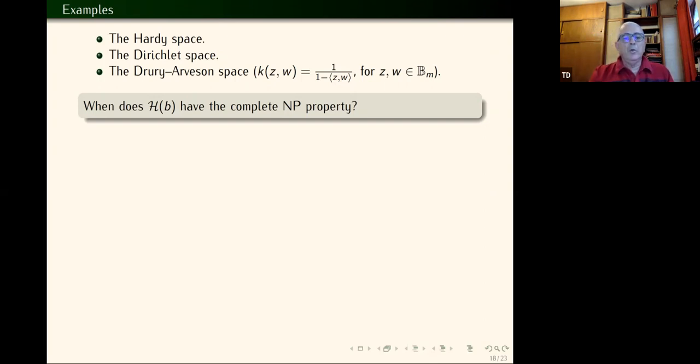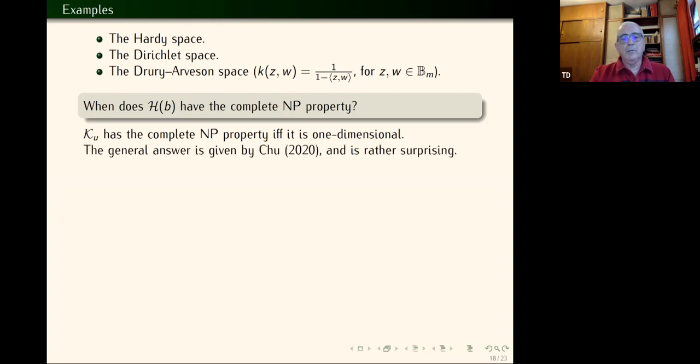Now, my problem here is, when does H of B have the complete Nevanlinna-Pick property? Because I'm interested in the Branges-Rovnyak spaces. First of all, it's easy to see that K_u has the complete Nevanlinna-Pick property if and only if it is one-dimensional, so the model spaces usually do not have it. But there are Branges-Rovnyak spaces that have the complete Nevanlinna-Pick property, and there's quite a surprising result given by Chu in 2020. The paper was published in 2020, but it did circulate before.